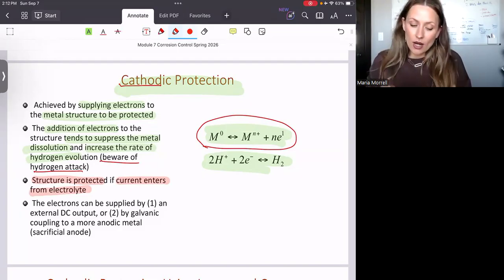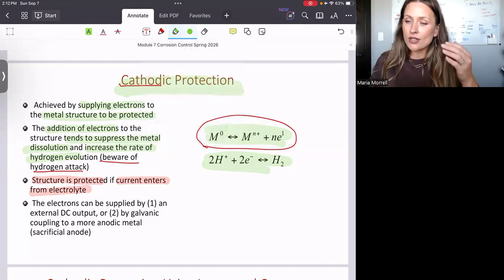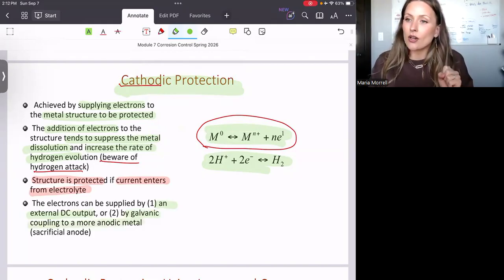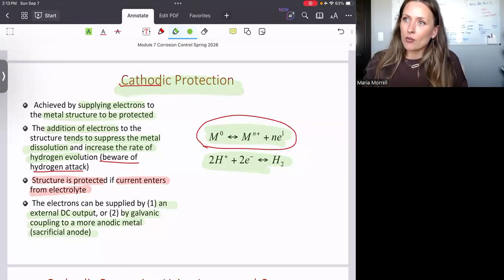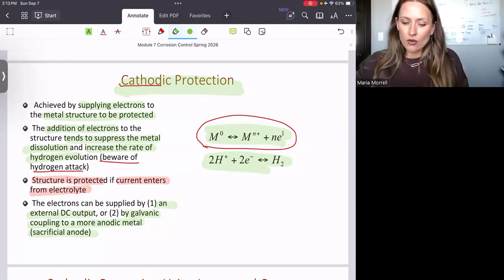And there are two ways to supply the electrons, okay? The electrons can be supplied from the electrolyte by an external DC output, or by galvanic coupling to a more anodic metal, and we usually call it a sacrificial anode. For simplicity, I'm going to start with method number 2, where we're using a sacrificial anode, because I think it's the easiest to grasp and to actually make sense out of.